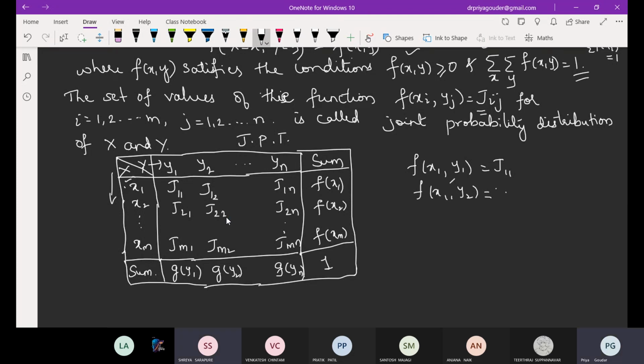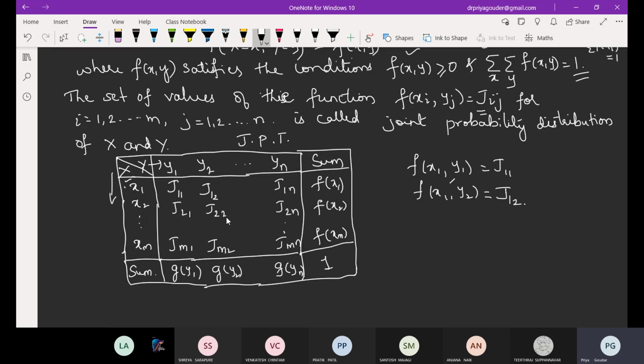J12. Like this, you can see the combination. X1, Yn means it is J1n. Anything you take. Now X2, Y1 means it is J21. Like this. Even for the last row, that is for XM, you take the combination. So these are the values.